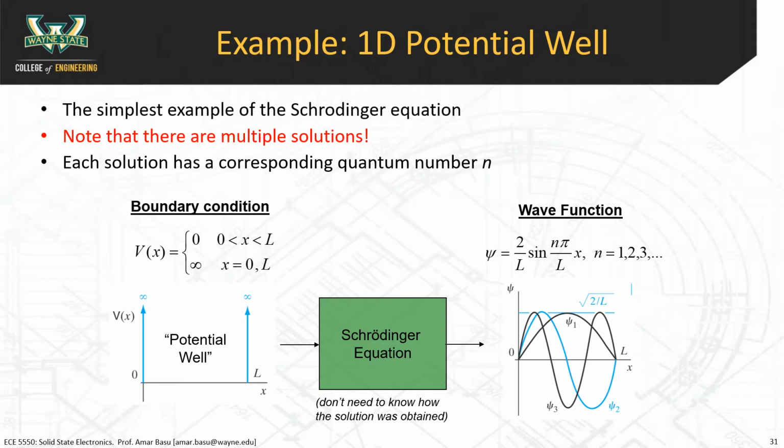So basically the infinite potential doesn't allow the electron to escape. The electron is constrained in a space that has a specific length L. That's the way that you can think about this.